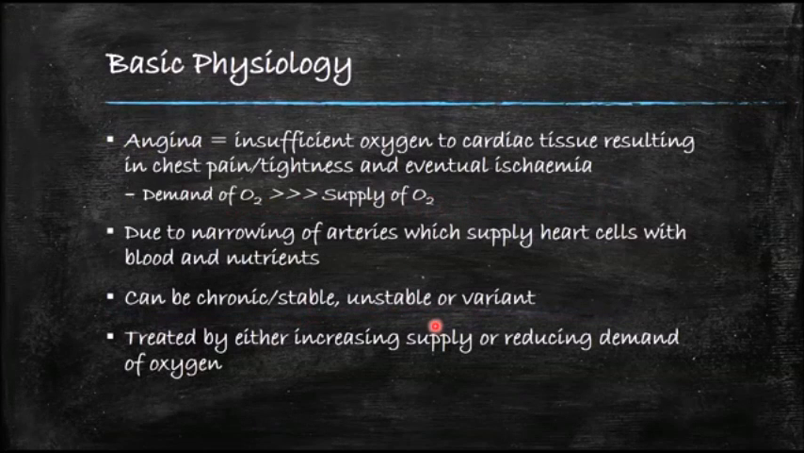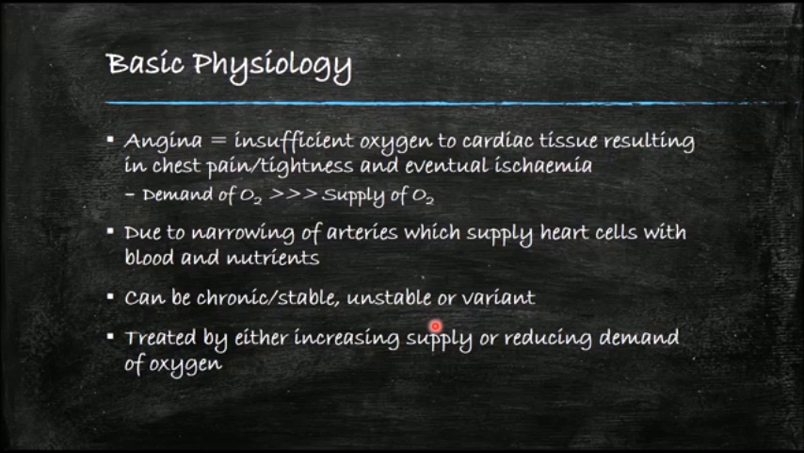Angina is essentially inefficient oxygen delivery to cardiac muscle. So your demand exceeds your supply, and that's often due to atherosclerosis, meaning that not enough oxygen can be delivered. It can be chronic and stable, which is your most common. Once it's chronic and stable, it can progress to unstable, which is obviously the point right before getting an AMI.